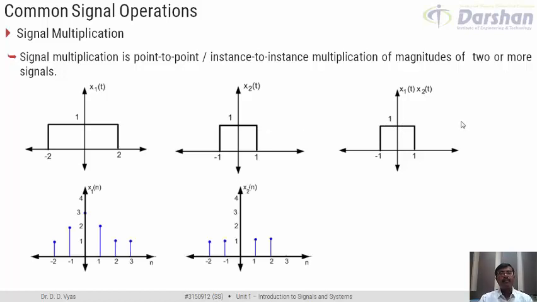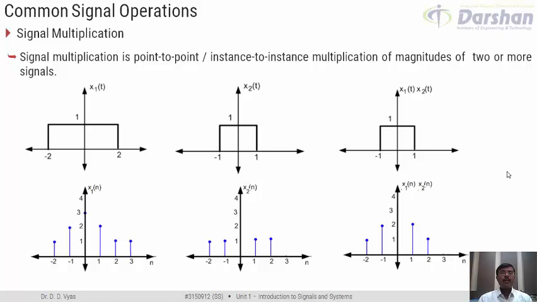Similarly, if I take an example in discrete time domain, let us consider x1[n] and x2[n]. Now the resultant signal would be point to point multiplication of the two. So 1 multiplied by 1 would give you 1, 2 multiplied by 1 would give you 2, 3 multiplied by 0 would give you 0, again 2 multiplied by 1 would give you 2, again 1 multiplied by 1 would give you 1, and 1 multiplied by 0 would give you 0.